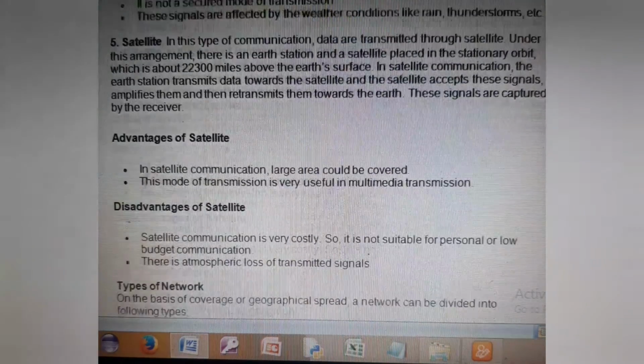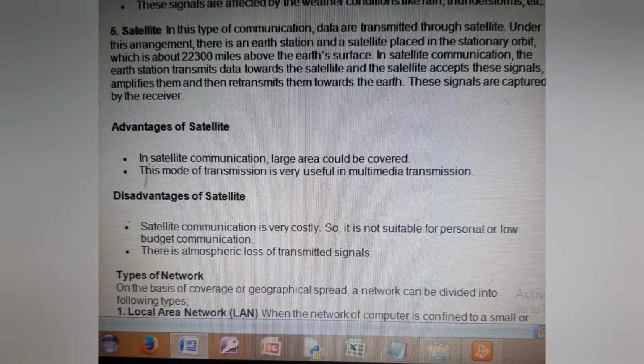Then fifth is satellite. In this, we already know satellites do what? They are mainly used for weather forecasting stations and all. So in this type of communication, data are transmitted through satellite. Under this arrangement, there is an earth station and a satellite, because the satellite will keep on sending the signals to our earth station.